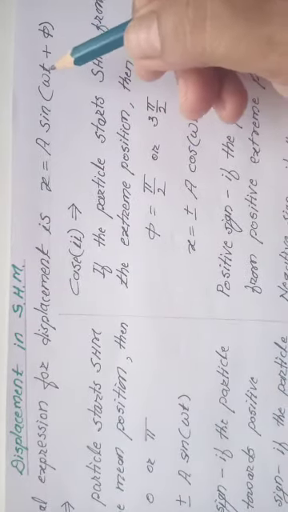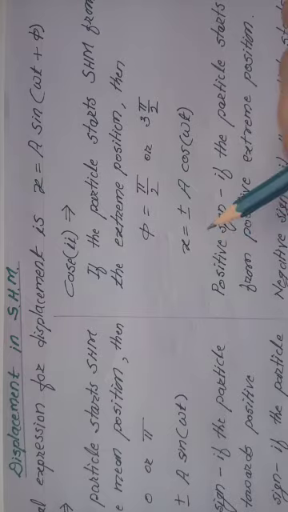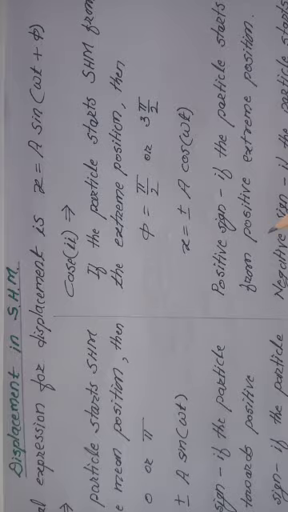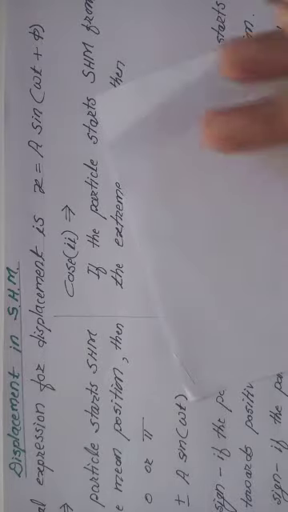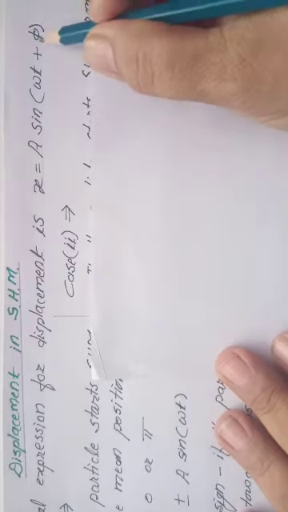But when the particle starts, it may start from the extreme positions or sometimes from the mean position. In that case, the value of phi changes, and depending on the value of phi, the displacement also changes. So we find what the new expressions for the displacement will be, depending on the motion of the particle. For that, we discuss this phase phi.